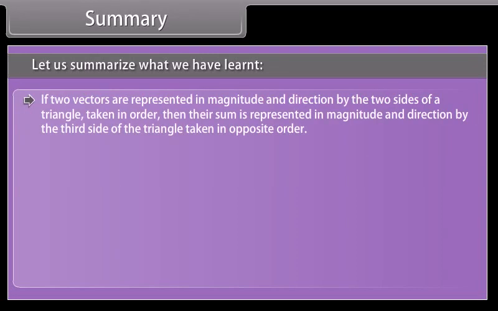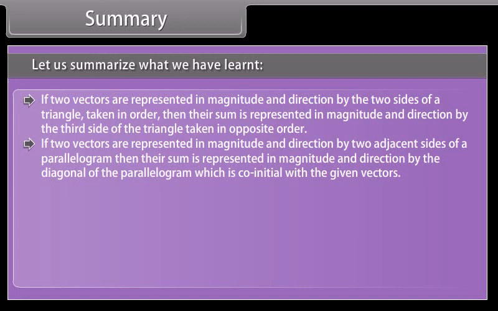If two vectors are represented in magnitude and direction by the two sides of a triangle, taken in order, then their sum is represented in magnitude and direction by the third side of the triangle taken in opposite order. If two vectors are represented in magnitude and direction by two adjacent sides of a parallelogram, then their sum is represented in magnitude and direction by the diagonal of the parallelogram, which is co-initial with the given vectors.